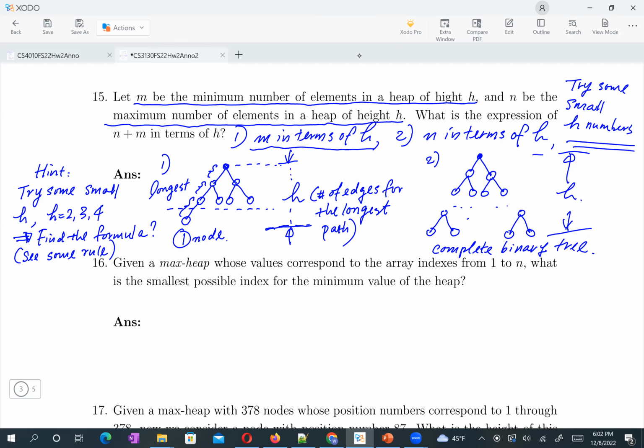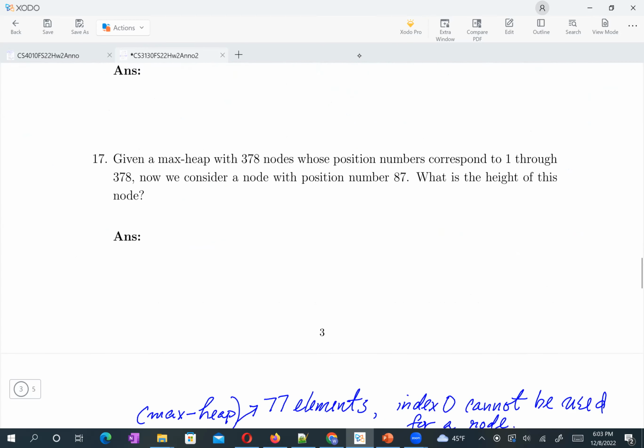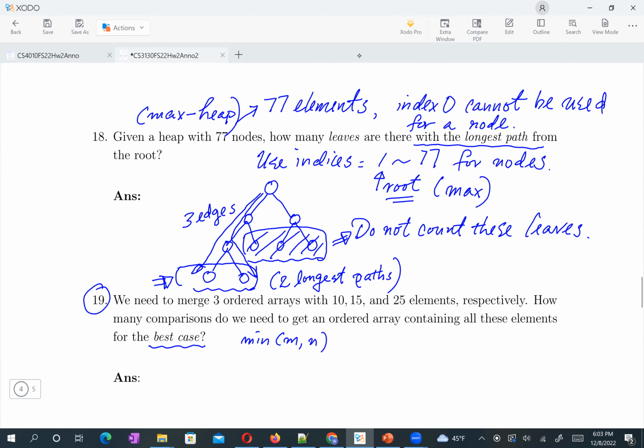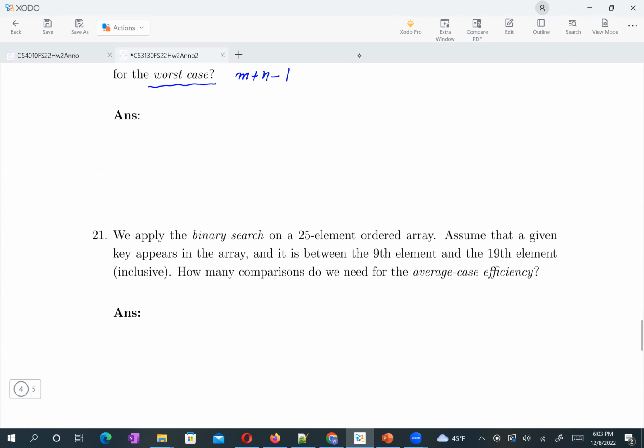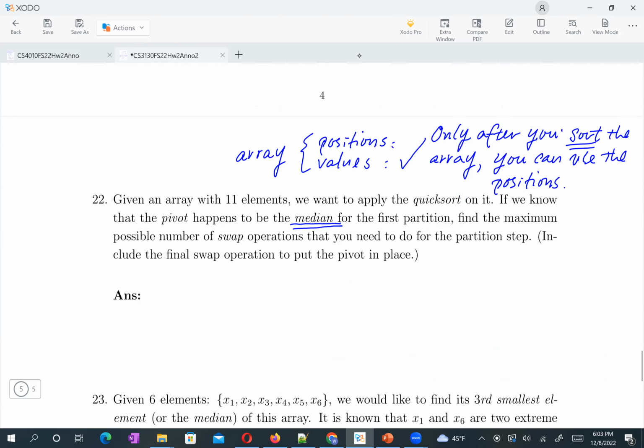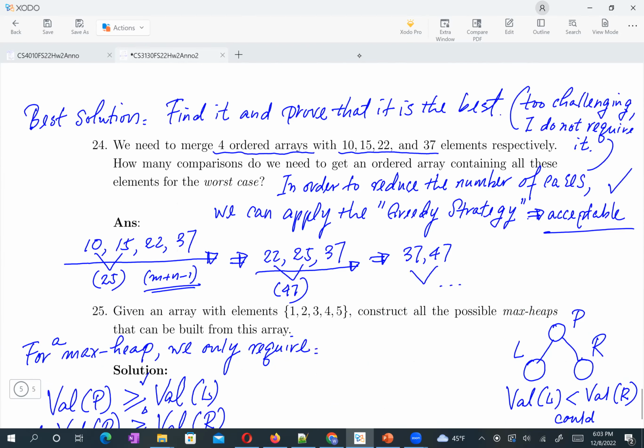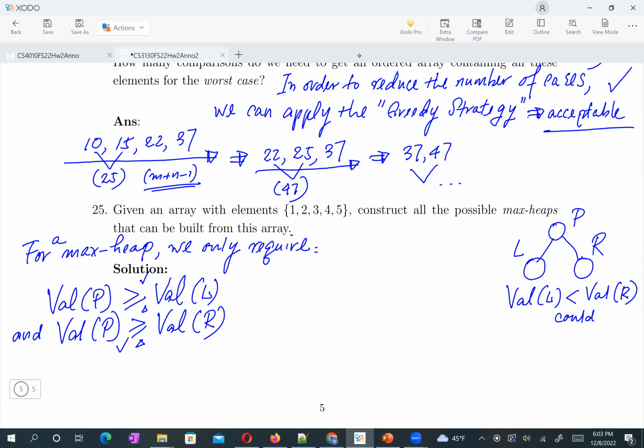Then let me go to question number 25. This one is a little challenging. This one I ask you to give the solution.